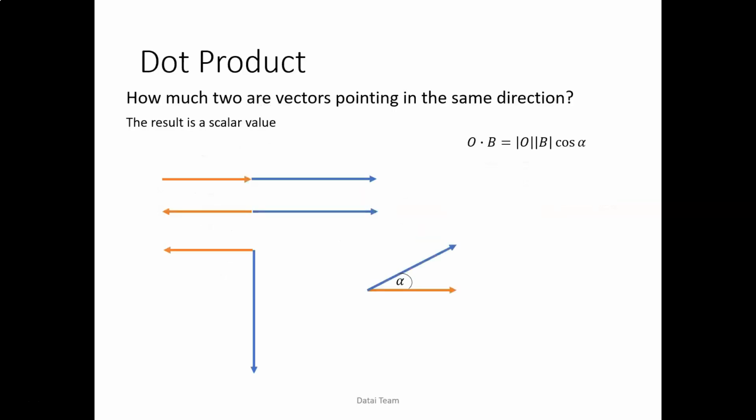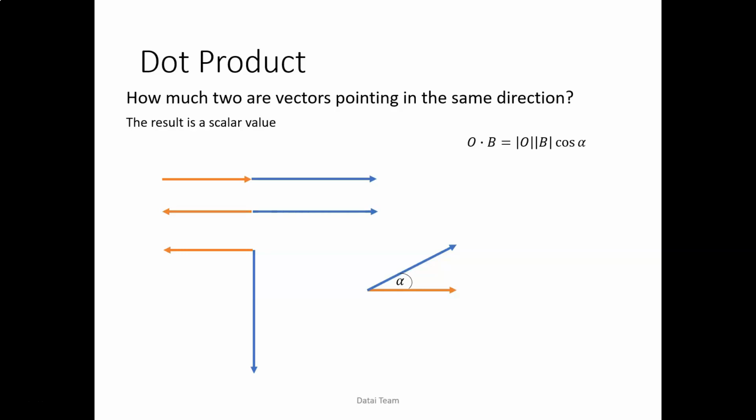And now let's continue with multiplying vectors. First, we have the dot product. Dot product is very important and it gives you how much two vectors are pointing in the same direction. So the answer can be 1, 0, -1, or any value that depends on their length.